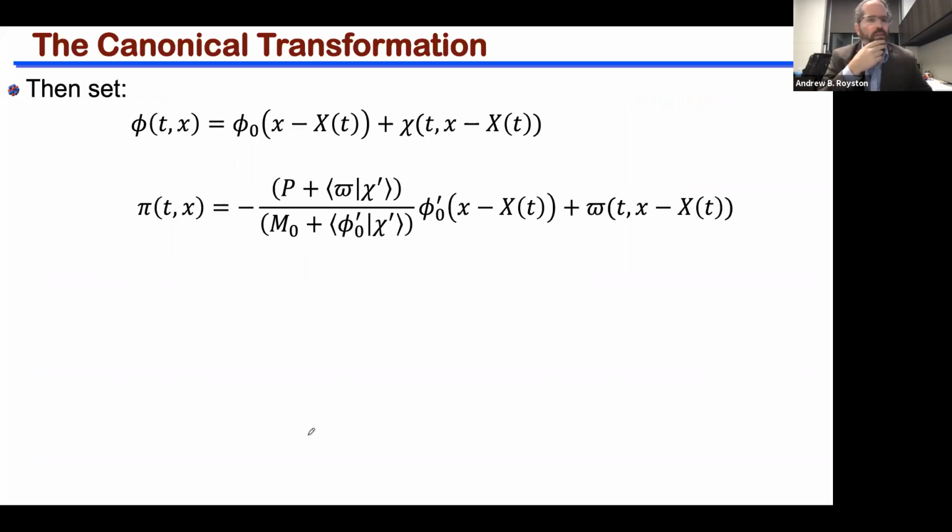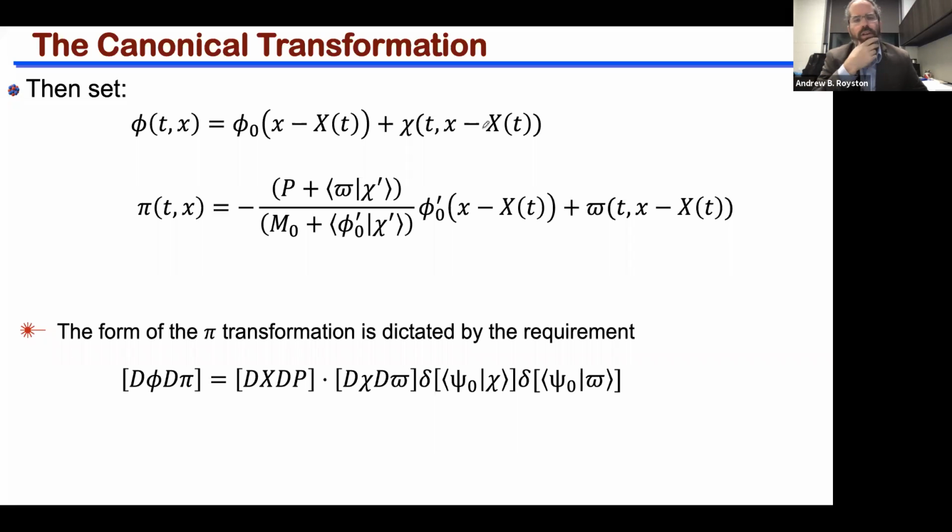All right, so this is the original phi and pi field in terms of the new fields. So the coordinate transformation's not too bad, and it's kind of intuitive. Basically, we're taking the classical background and we're allowing the position of the kink to be a function of time, and then we're adding a fluctuation field around that. The form of the momentum transformation is dictated by the requirement that together this is a canonical transformation.